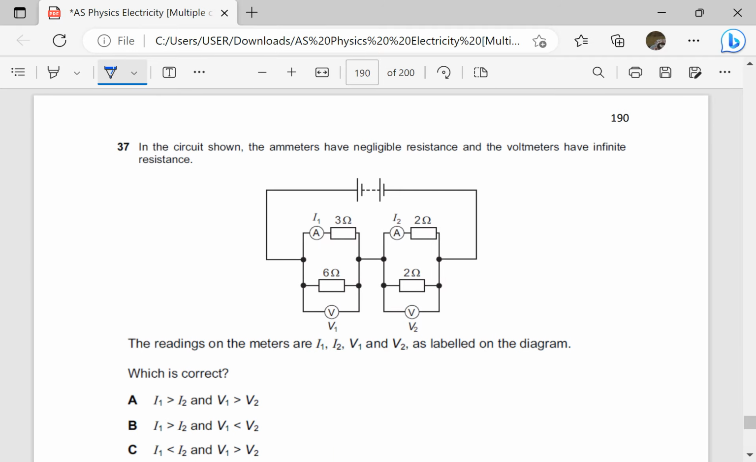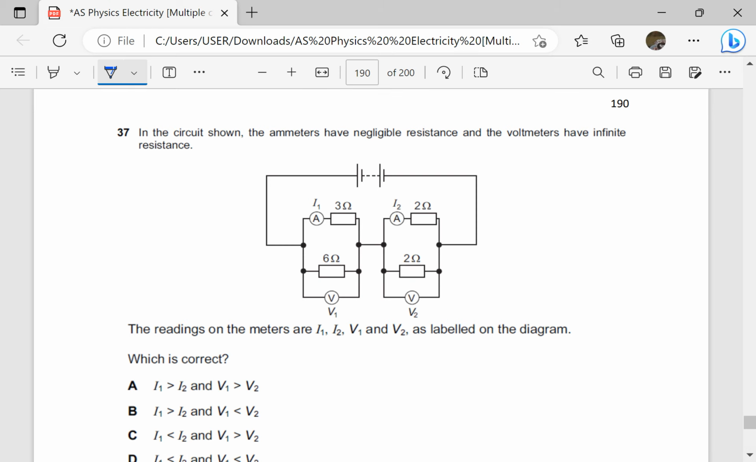In the circuit shown, the ammeters have negligible resistance and the voltmeters have infinite resistance. That means no current goes through the voltmeters. The readings on the meters are I1, I2, V1, and V2 as labeled on the diagram. Which is correct? I1 greater than I2. Let's check that one.